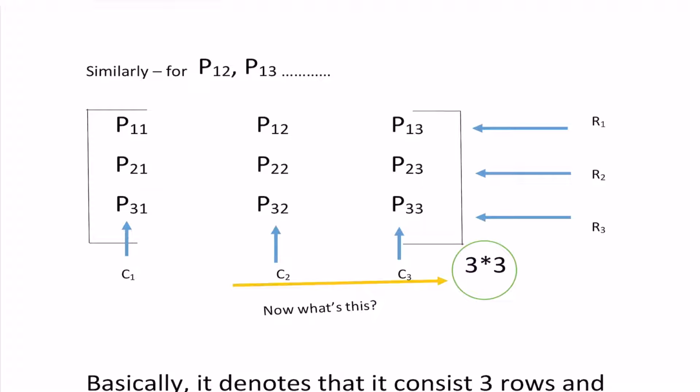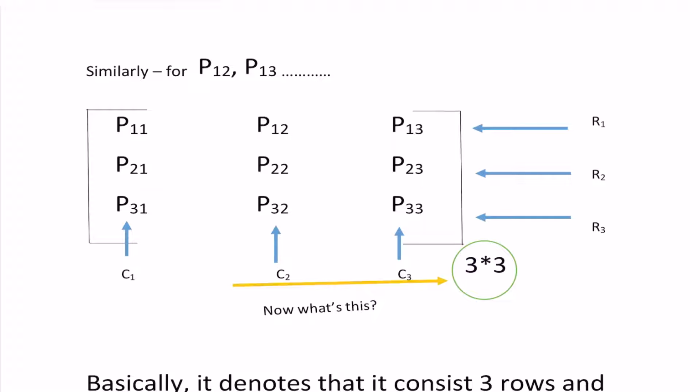Similarly for the columns: P11, P21, P31, as you can see, is column 1. P12, P22, P32 is column 2. And P13, P23, P33 is noted as column 3, as it is in the vertical direction.